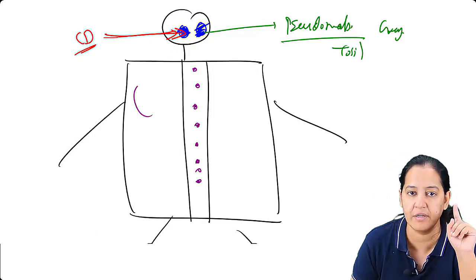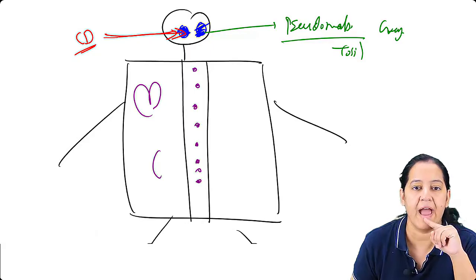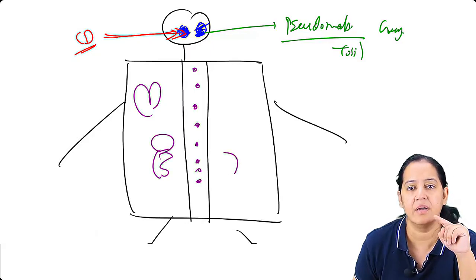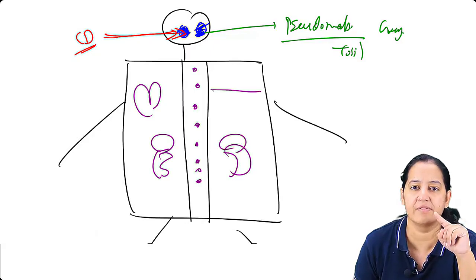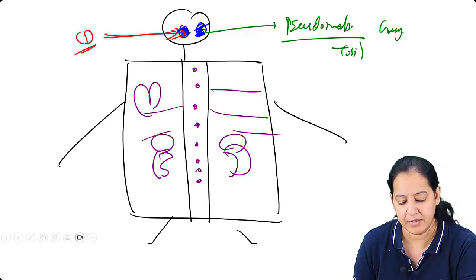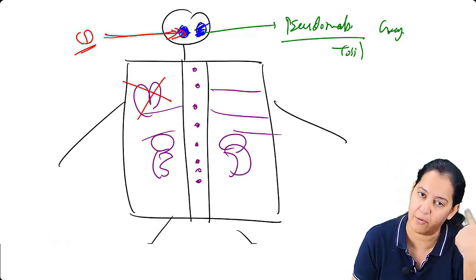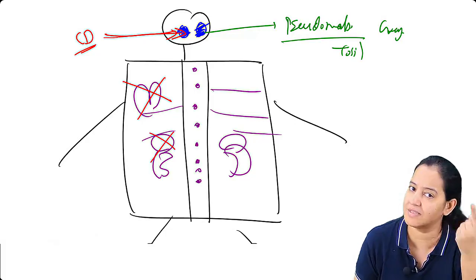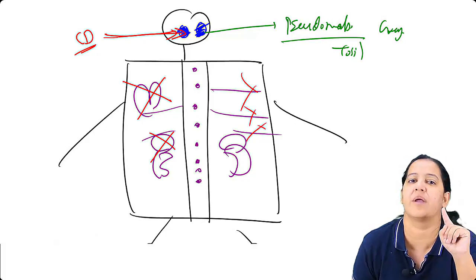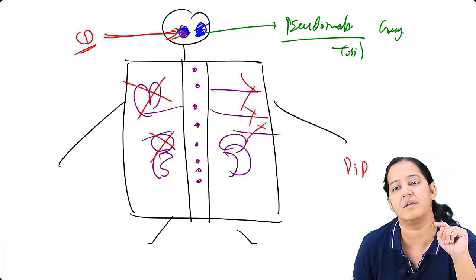Number 1, heart. Number 2, adrenal gland. है ना? Adrenal gland. And number 3, nerves. The nerves coming from the brain. So the toxin will damage the heart, cause myocarditis. Damage the adrenal, causes hemorrhage. Damage the nerves, causes neuritis. This is known as diphtheria. The disease is known as diphtheria.